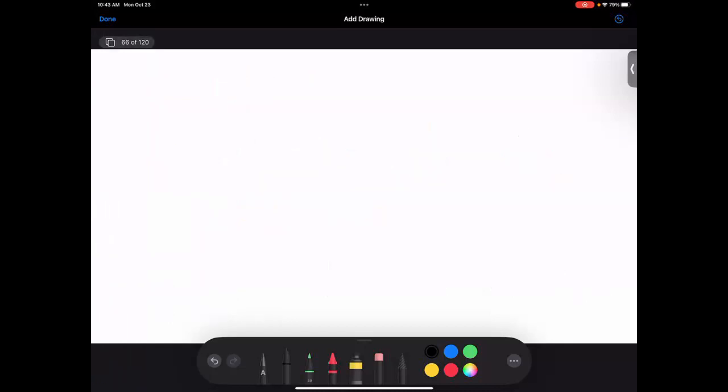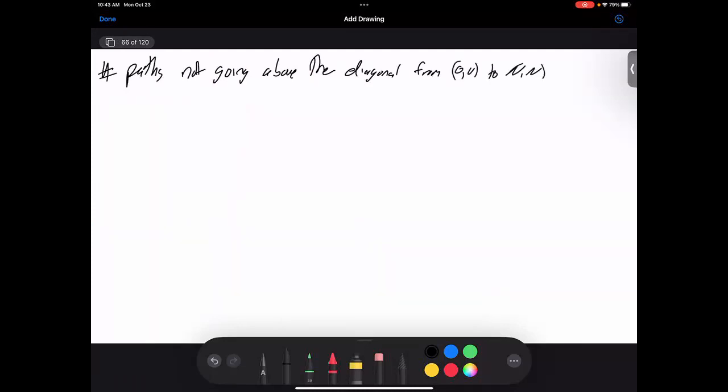So let's go back to our problem. We now know the number of paths. What I want to do is count the number of paths not going above the diagonal from 0, 0 to n, n using only east and north.